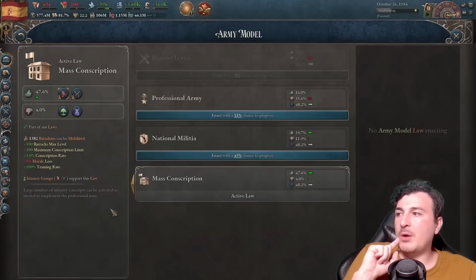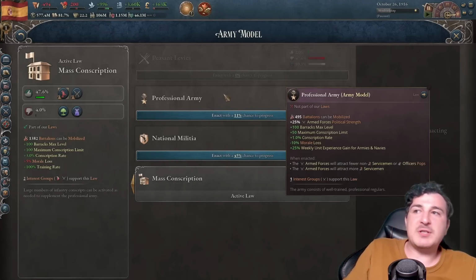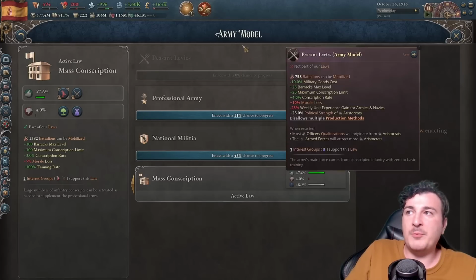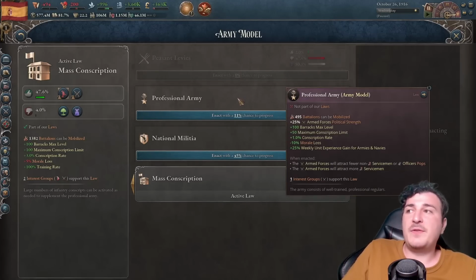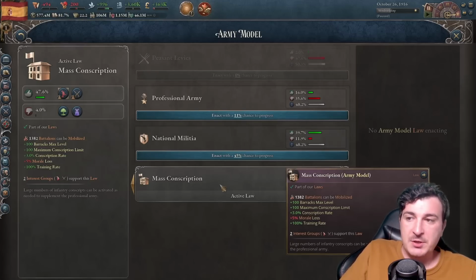Now, when it comes to your army models, we start mostly with peasant levies, unless you're Prussia or some other good nations that start with professional army. I'll cut straight to the chase. The best one is professional army. In the later part of the campaign, it might be worth switching to mass conscription, because a lot of the times the trade unions and the armed forces is going to force you to go for that legislation.